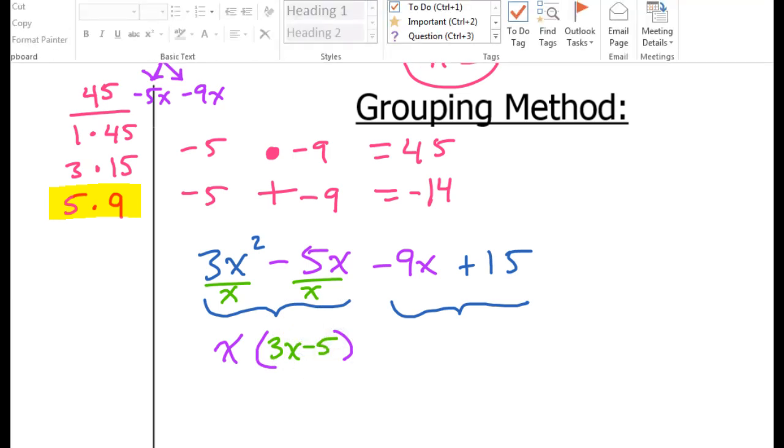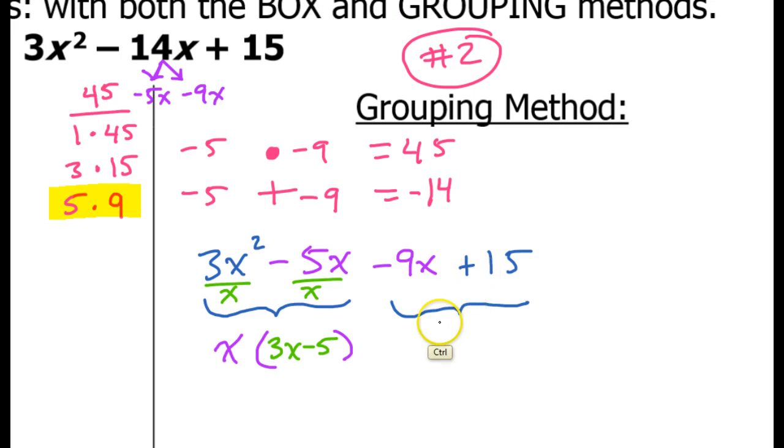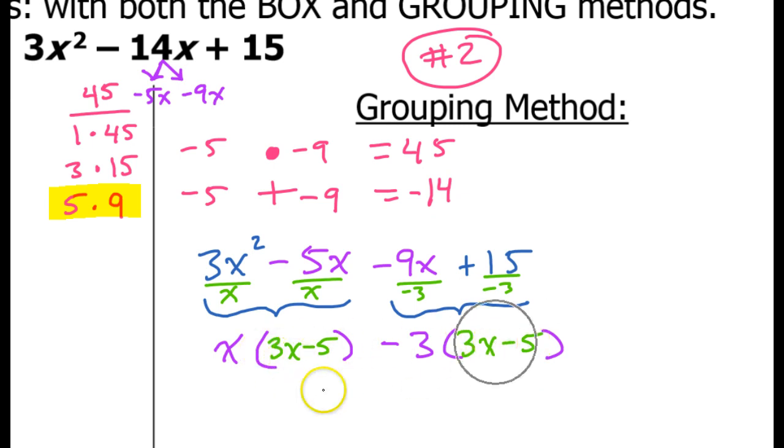Okay, now the GCF for the second pair is going to be negative 3. And again, to figure out what goes inside the parentheses, I need to divide by the GCF. I need to divide by negative 3. So that's going to give me positive 3x minus 5. Notice how the parentheses are the same. 3x minus 5 and 3x minus 5.